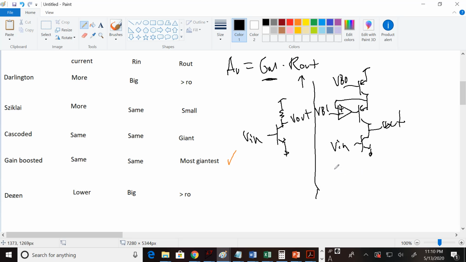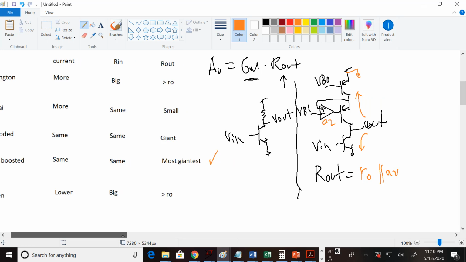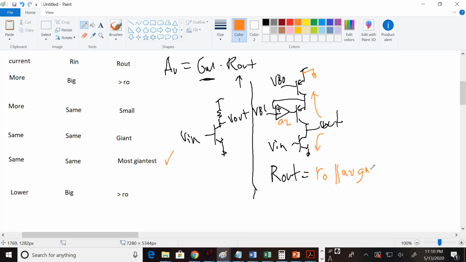So what you have right now is your R out. If you're doing the quick method, this becomes a ground. So you have two paths to ground. Going down, you see RO. Going up, you see whatever the gain of your gain boosting amplifier times your GM of this transistor. In this case, this is a BJT, so it's RO R pi. And this is much bigger than RO, so this actually equals approximately RO.